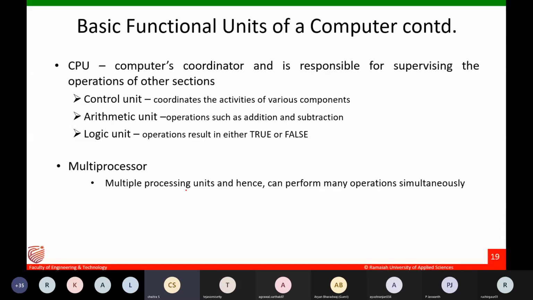Whatever the input is given from the input unit, the control unit coordinates. That means it takes it and places it in a particular place. Arithmetic unit, from the name we can say there is some calculation behind it. It can be addition, subtraction, multiplication, division. What is the logic unit? As I told, whether it is true or false. Next is multiprocessor. We'll look into it later.